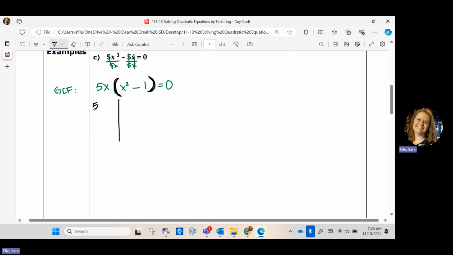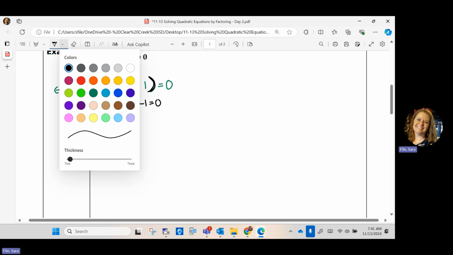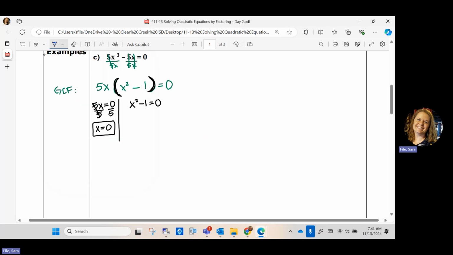and set 5x equal to 0. X squared minus 1 equal to 0. Over here, obviously, if I divide out the 5, it's still 0. 0 divided by anything is still 0. So x equals 0 is one of my solutions. But once I get here, I can choose, all right, I'm going to do difference of squares factoring.